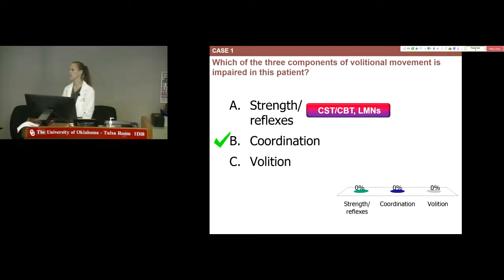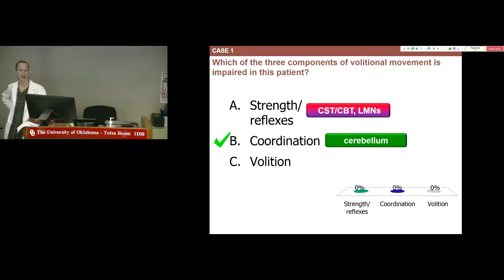Strength and reflexes is controlled by what? Corticospinal tract and the lower motor neurons, right? So both parts of the reflex. What thing controls the volitional part of movement? Does anybody remember the name?